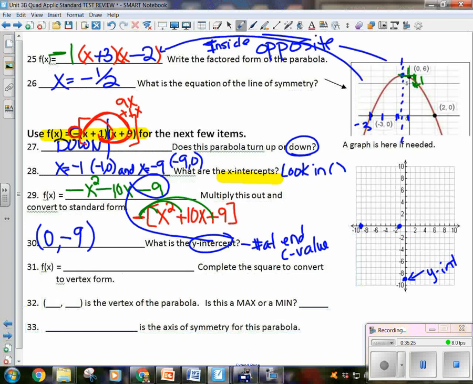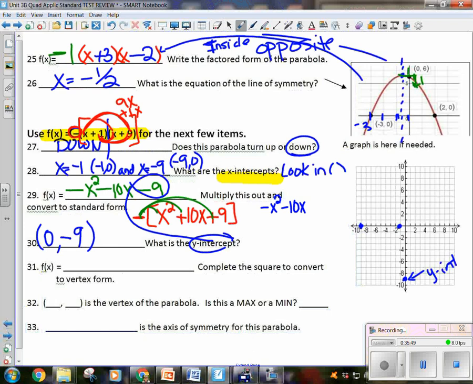All right. Complete the square to convert it to vertex form. So it's asking me to complete the square. We haven't done much like this, but I'm going to walk through it with you. I'm going to take some space right here and erase this. Negative x squared minus 10x minus 9. The part that I'm really going to focus on is this part right here, so I'll pull the minus 9 away.